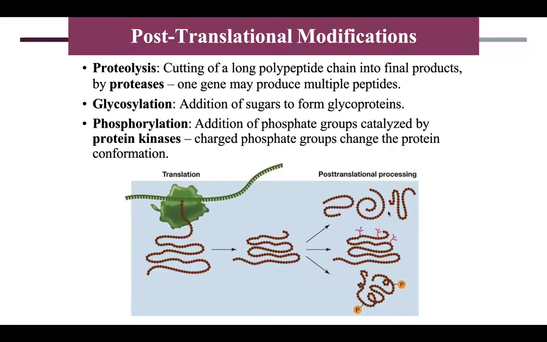There can also be glycosylation. Glycosylation is the addition of sugars to form glycoproteins. And there's also phosphorylation. Phosphorylation is the addition of phosphate groups catalyzed by protein kinases. And the phosphate groups can also change the protein conformation, make it secondary, tertiary, etc.